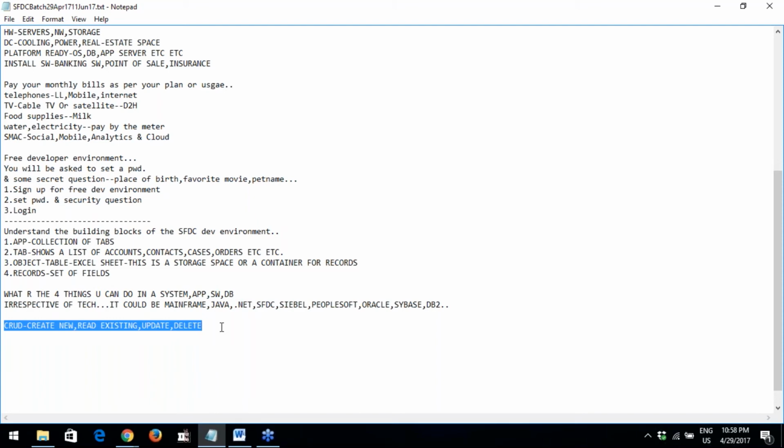These are the 4 things in any system, any app, any software, any database, does not matter. It could be Java, .NET, SFDC, Siebel, PeopleSoft, Oracle, Sybase, DB2, whatever you want to talk, you can talk. These are the 4 things. These are the only 4 things that you do. Right?